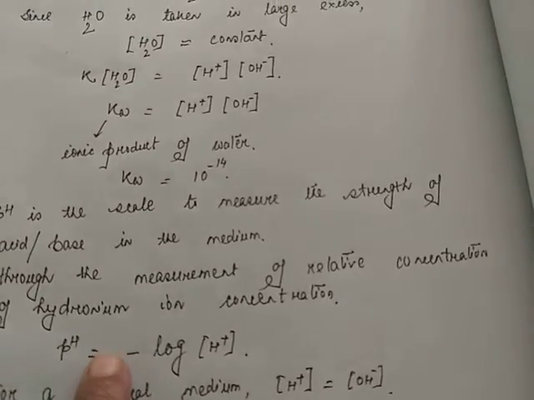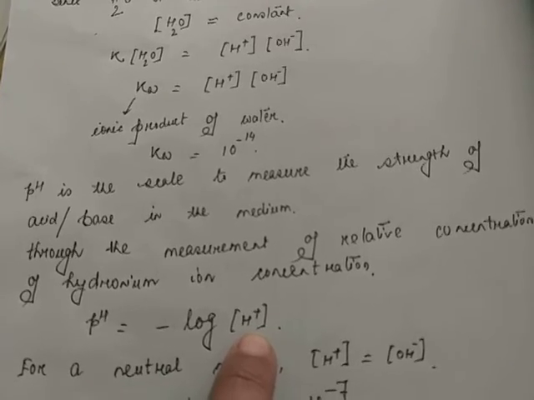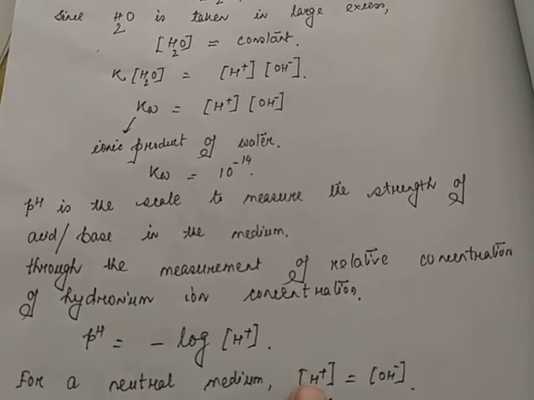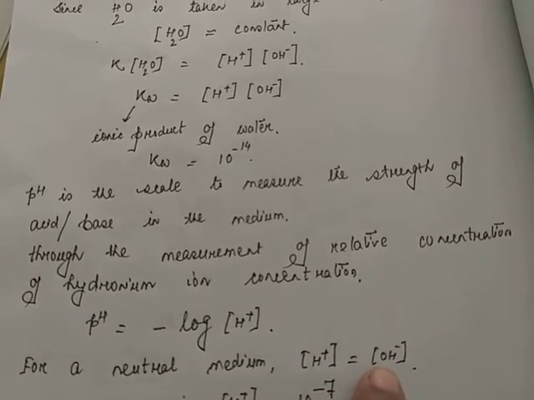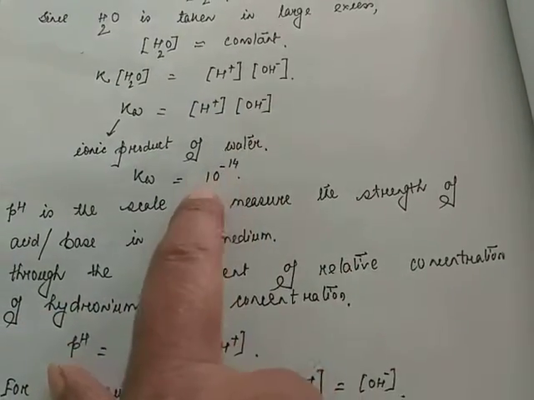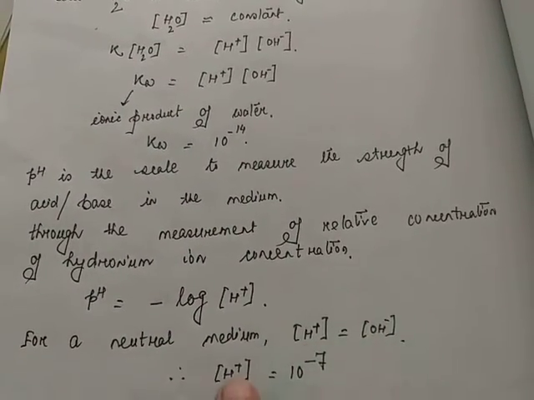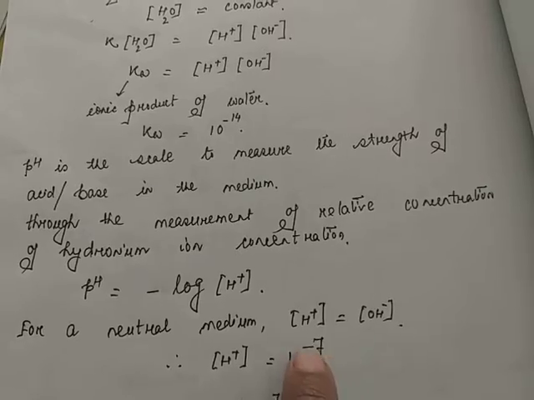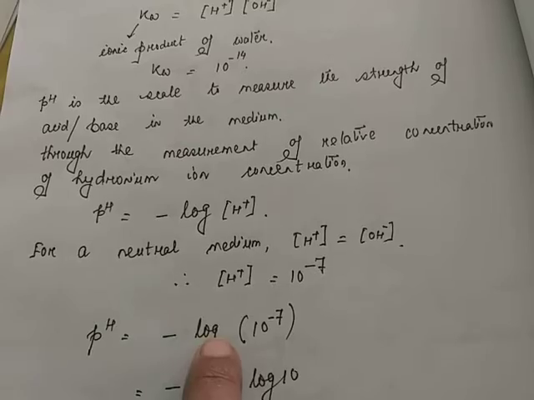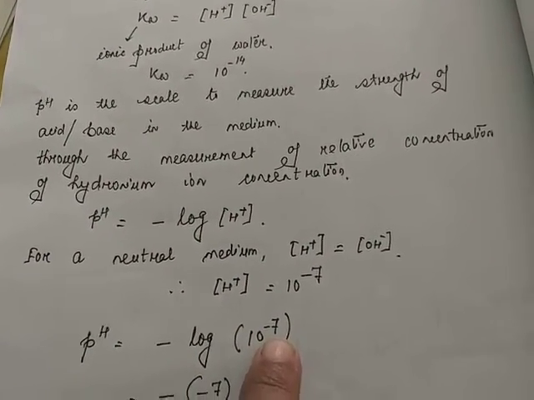This pH is the negative logarithm of hydrogen ion concentration or hydronium ion concentration in the solution. For a neutral medium, since concentration of H plus is equal to concentration of OH minus, and we know that the concentration of H plus into OH minus is 10 to the power minus 14, individually H plus and OH minus would be equal to 10 to the power minus 7. So then pH for the neutral medium is minus log 10 to the power minus 7, as we put the concentration of H plus.